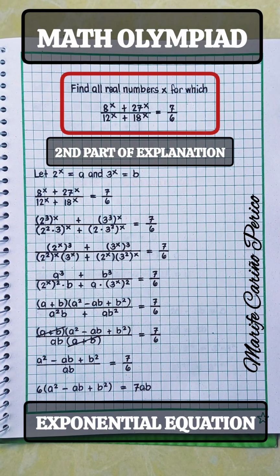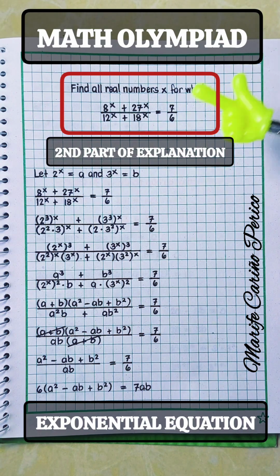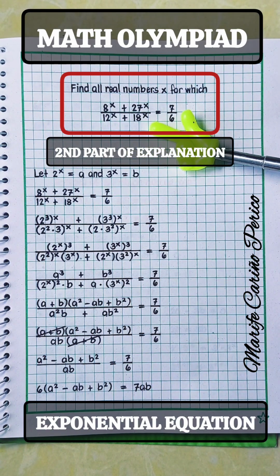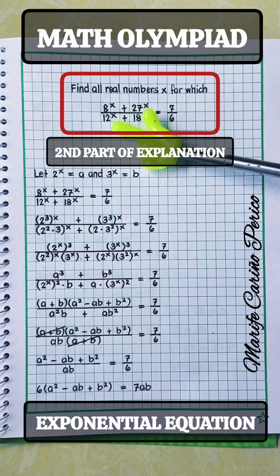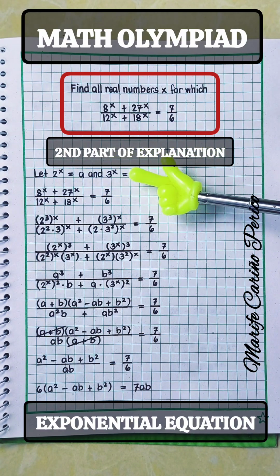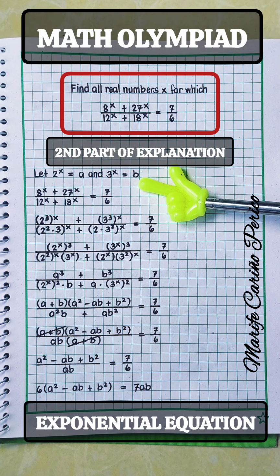Let's continue the explanation of the solution to this challenging exponential equation. This time, our focus is on the denominator on the left side of the given equation. The denominator is 12 raised to the power of x plus 18 raised to the power of x. And the goal is to rewrite this denominator in terms of variables a and b using these representations.